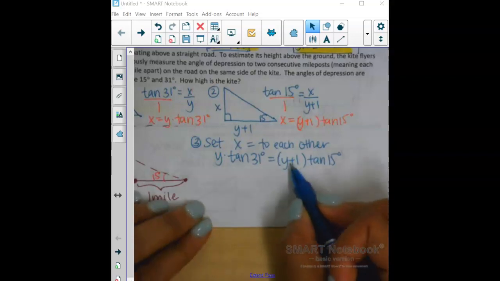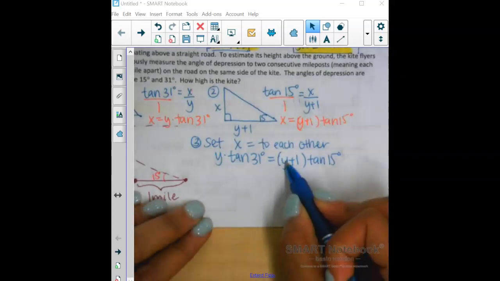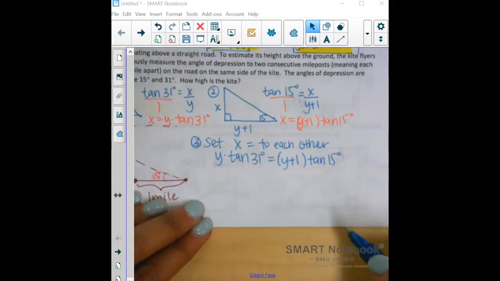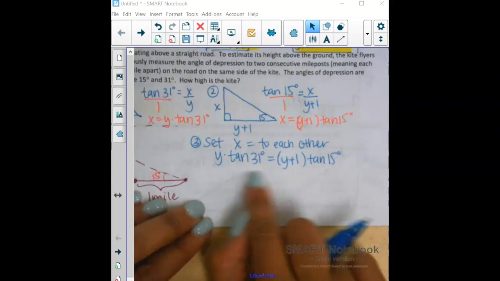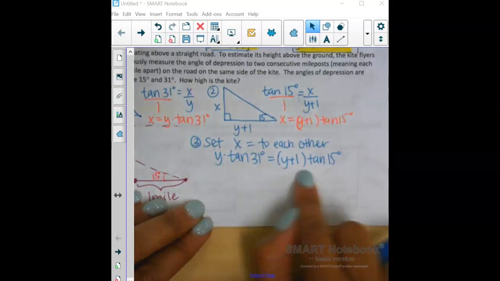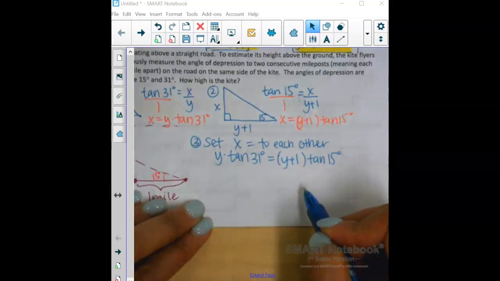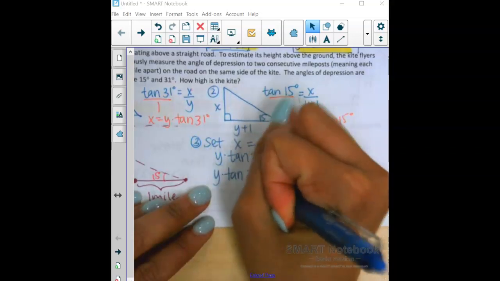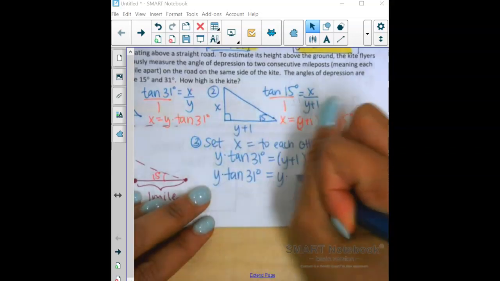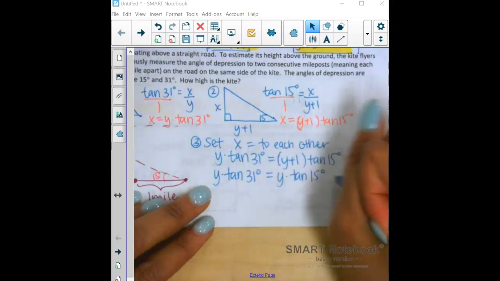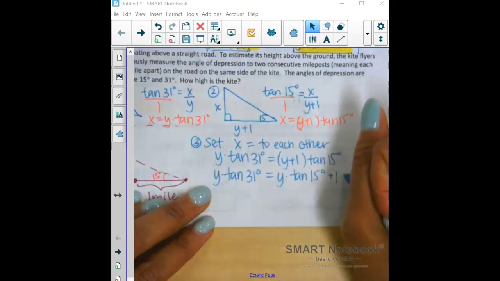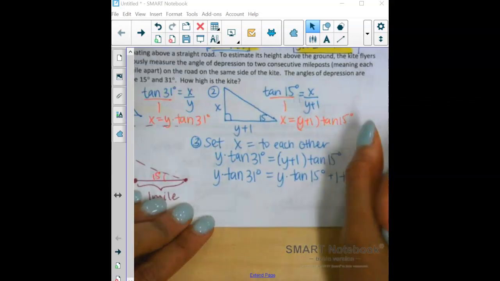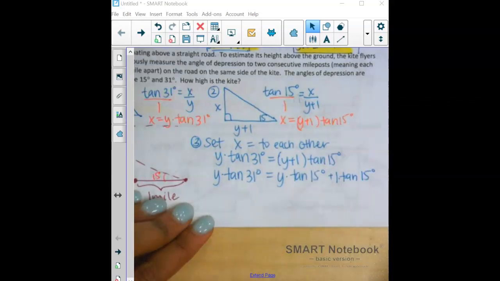When you're solving, you're going to distribute this y plus 1 to tangent, so that way you have two separate tangents for each of these. Because remember, I can't just divide both sides by y, or y plus 1, because it's not going to isolate y completely. So let me show you what I mean. We're going to do tangent of 31 degrees is going to equal y times tangent of 15 plus 1 times tangent of 15 degrees. And you don't need to put that 1 times, but I'm just putting it there so that way you have it.